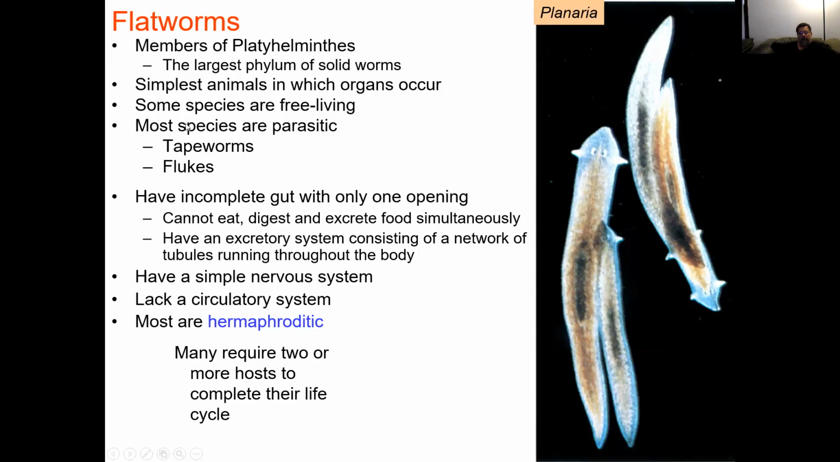Again, a lot of them are free living, but there are some known as tapeworms and flukes. These are the parasites that can live inside bodies. Again, they lack a true circulatory system, so they're not going to have blood vessels and arteries and things like that.